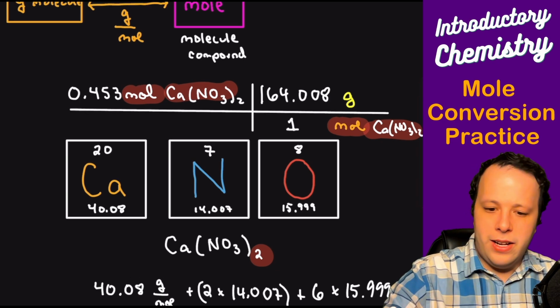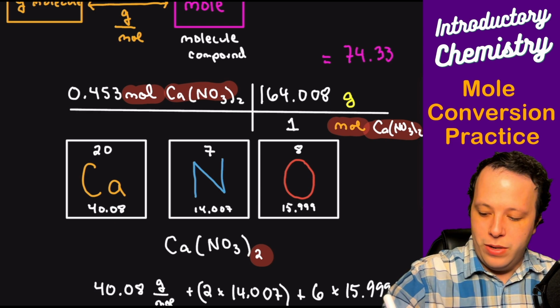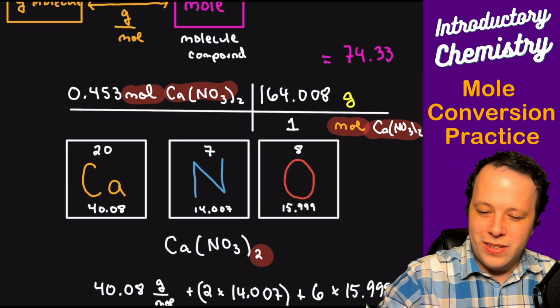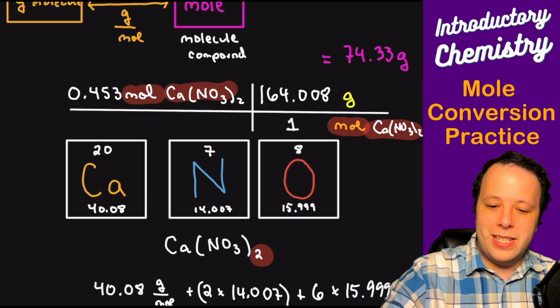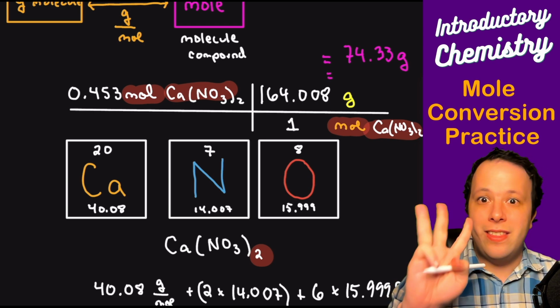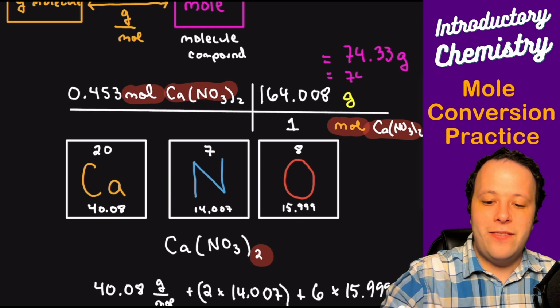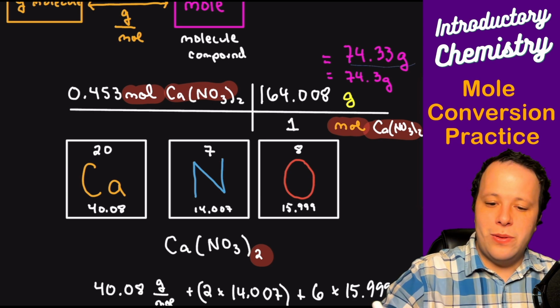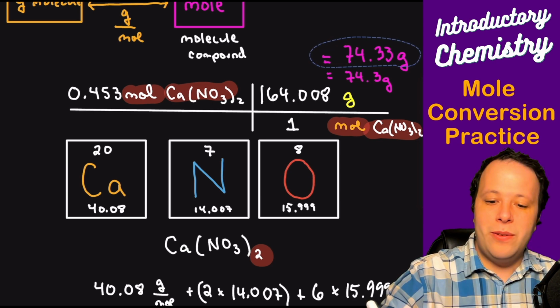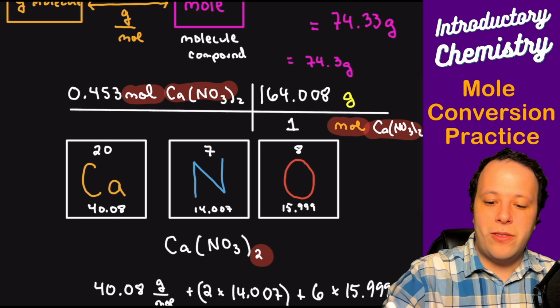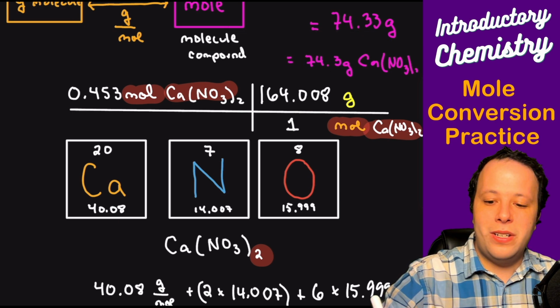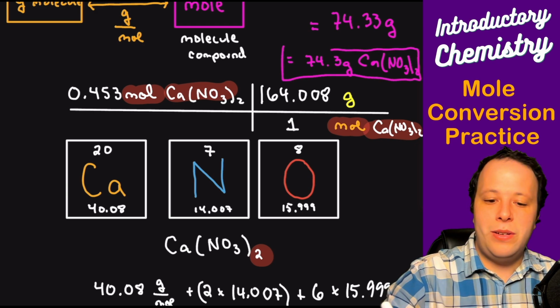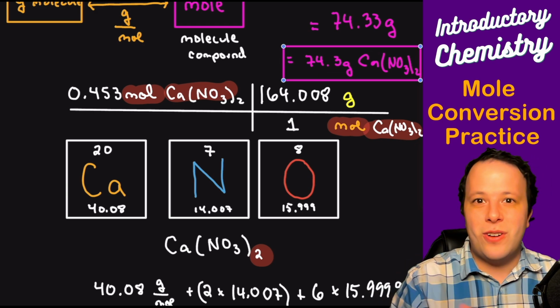So once we solve that, what we are going to get is 73.33 grams of calcium nitrate, and we're going to round that to 3 sig figs to get 74.3 grams for our final answer. Okay, so we are rounding that, and what is that representing? That is 74.3 grams of calcium nitrate. Let's go on to our next problem, and see what other types of things we can try to calculate.